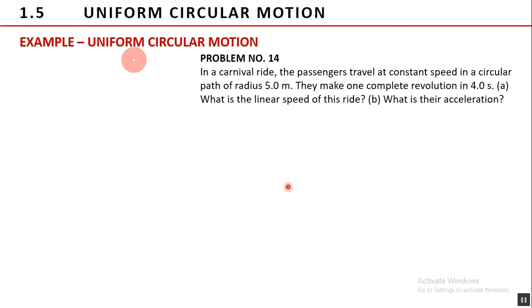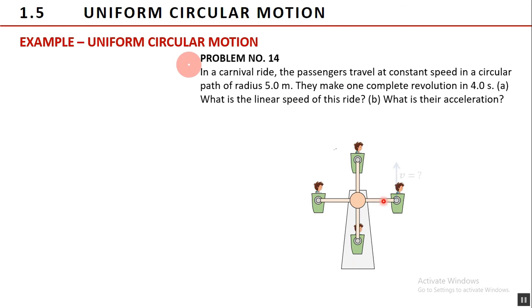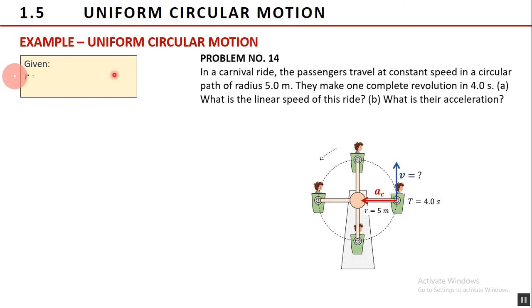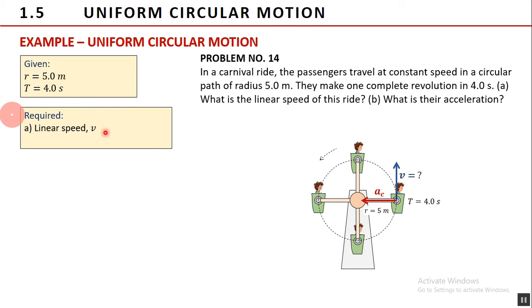Problem number 14. In a carnival ride, the passengers travel at constant speed in a circular path of radius 5 meters. They make one complete revolution in 4 seconds. Letter A, what is the linear speed of this ride? Letter B, what is their acceleration? As mentioned in the problem, the radius r is 5 meters and the period T is 4 seconds. Required quantities are linear speed v and centripetal acceleration a sub c.